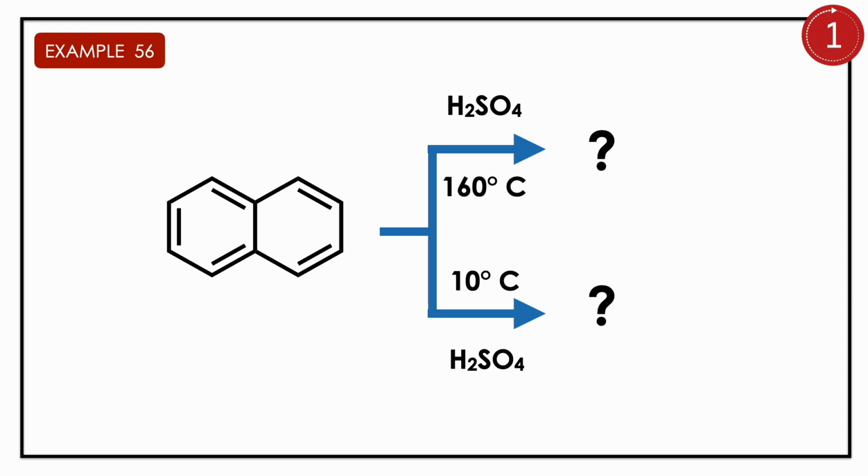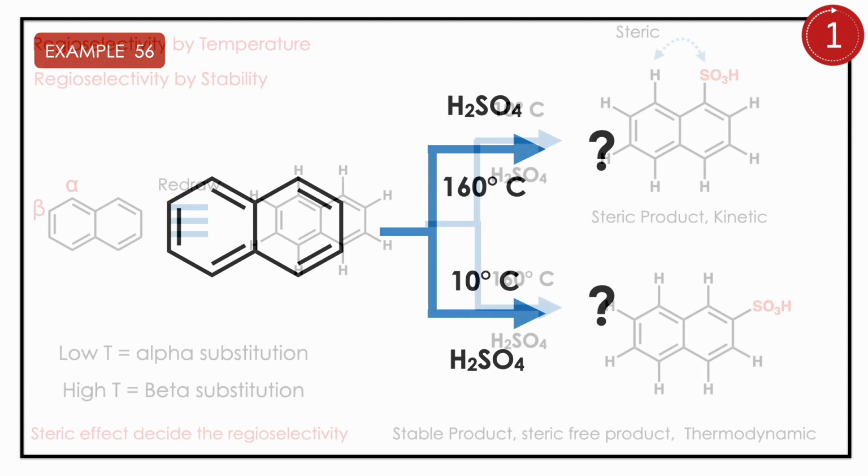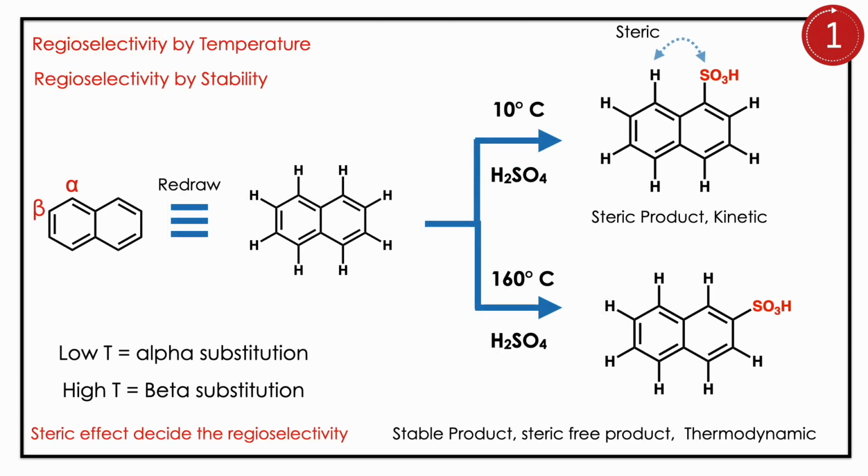Then the next example, you have naphthalene with sulfuric acid, using 10 degrees and 160 degrees. You should find what will be the final product. Here alpha and beta substitution is possible, so we redraw with hydrogens there. You achieve regioselectivity through temperature. Low temperature gives the steric product, which is kinetic and less stable. At high temperature only the stable product survives. So beta substitution is there.